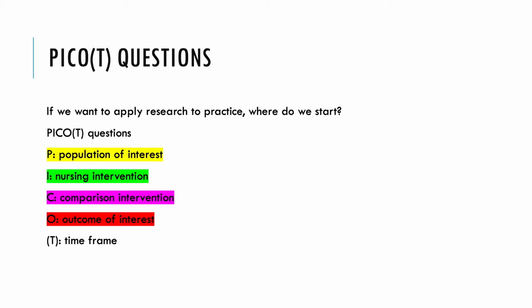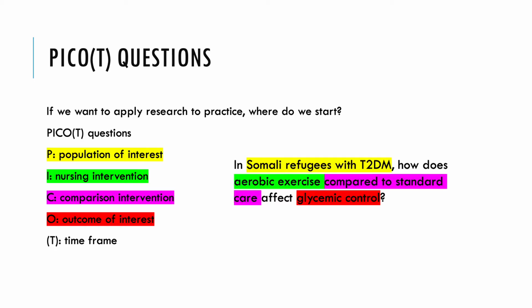In some cases, a time frame will be necessary and relevant, and in others, it'll only restrict the research that you can use and really seem more arbitrary. In those cases, you really don't need a T or a time frame. So in this example, we have a population of interest as Somali refugees with type 2 diabetes, an intervention of aerobic exercise, a comparison of standard care, and the outcome of interest as glycemic control.